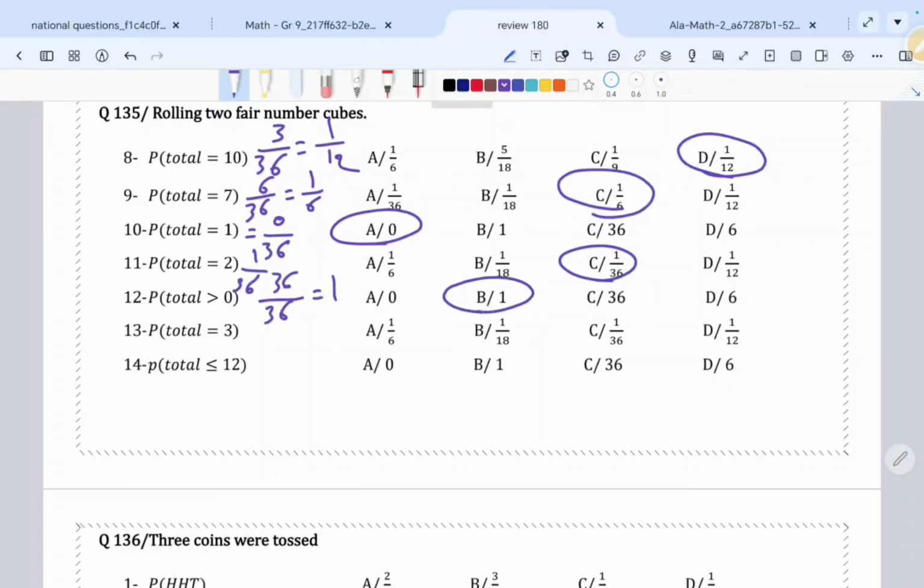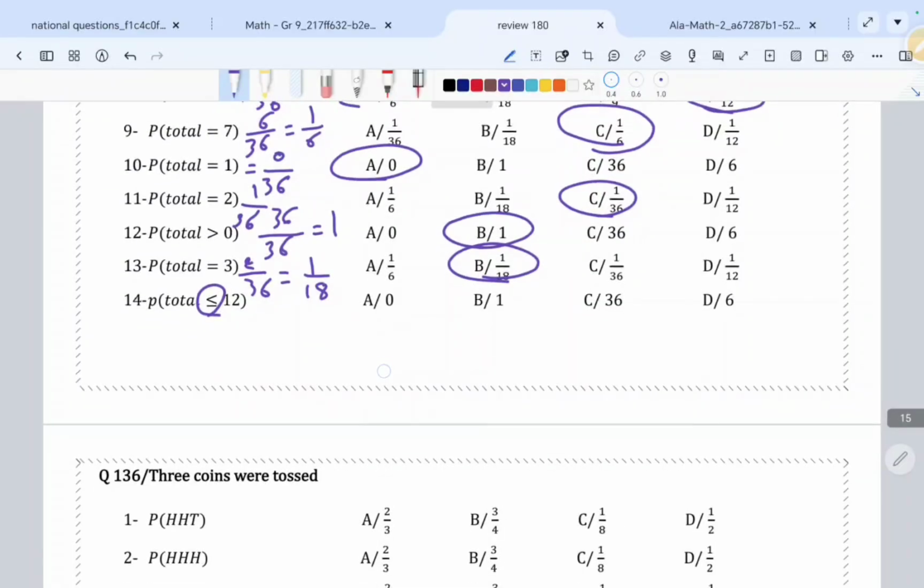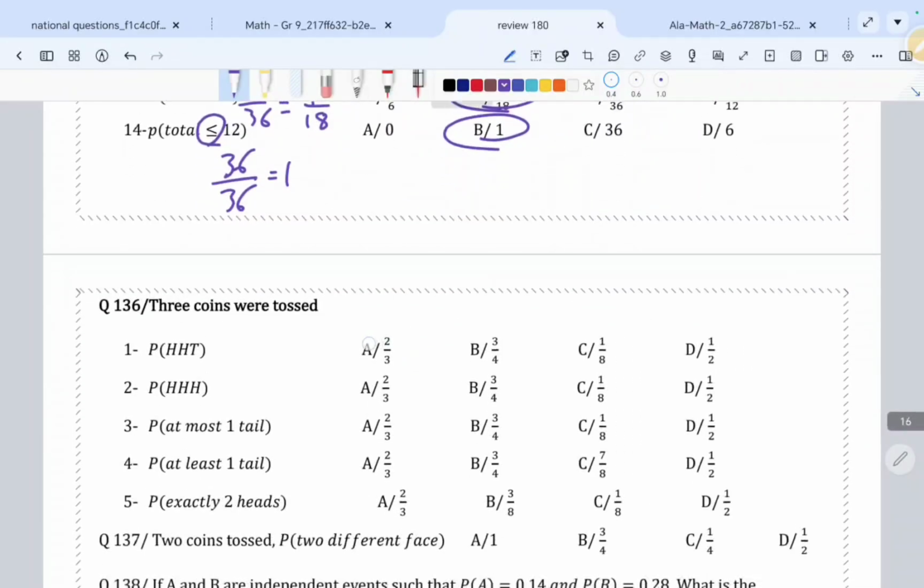Probability total shown is 3. It will be 2, 1 and 1, 2. So it is 2 out of 36. 2 out of 36, it's 1 out of 18. Then probability less than or equal to 12. Okay, so it will be 36 out of 36. 36 out of 36 is equal to 1.